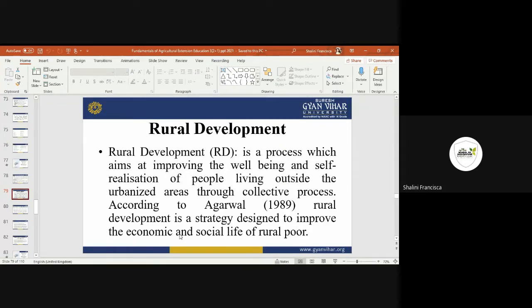According to Agarwal, rural development is a strategy designed to improve the economic and social life of the rural people. So, as I have already said, if you introduce something new into the rural area, development will take place, and that development is going to affect rural life economically.